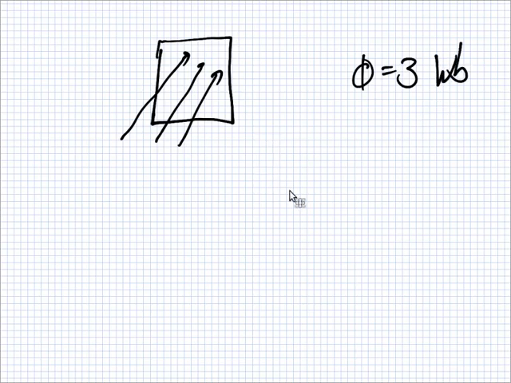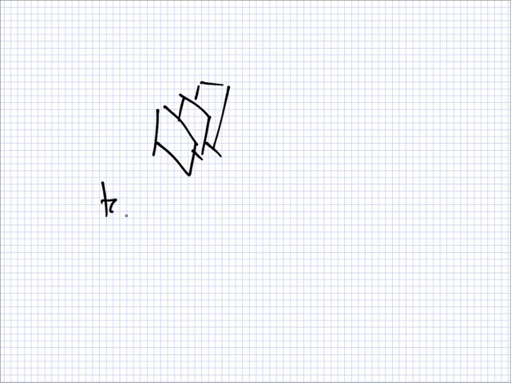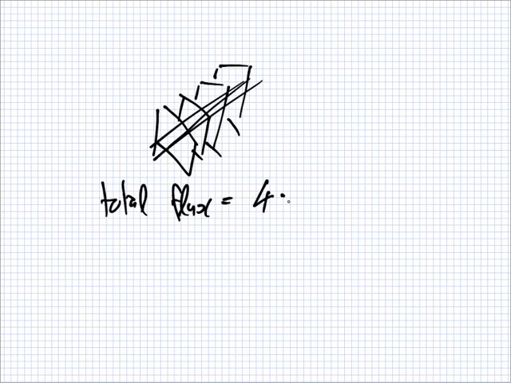But sometimes what you can have is something like this. Maybe you have 1, 2, 3 like this. So the total flux, let's make it 4. And if I have 3 lines, the total flux would be 4 times 3 Webers, because there's 4 areas. So in other words, the total flux would be N times the flux for one area. So just multiply by N if you have N areas.